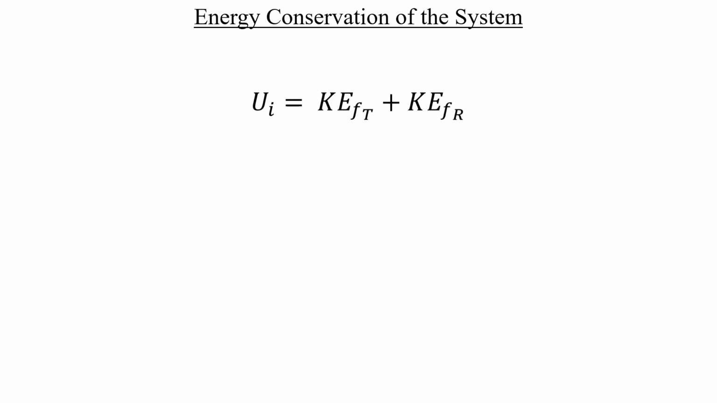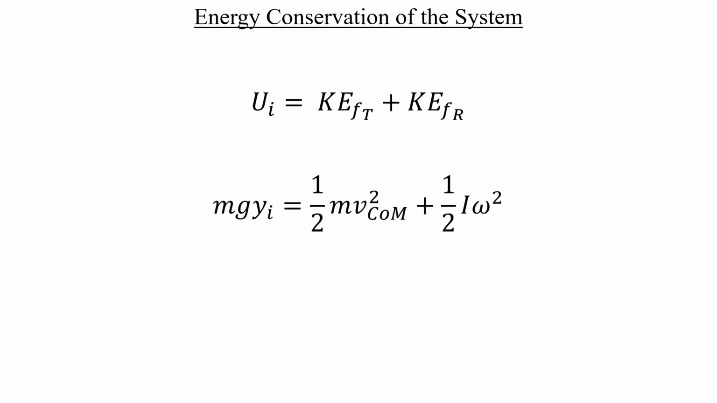The next step is to plug in some definitions. For the left-hand side, we have mg y initial. Then on the other, we have the translational kinetic energy of 1/2 m v squared, but I've replaced v with v center of mass, which will represent the velocity of the center of the hollow disk. And finally, we also have 1/2 I omega squared for the rotational kinetic energy.